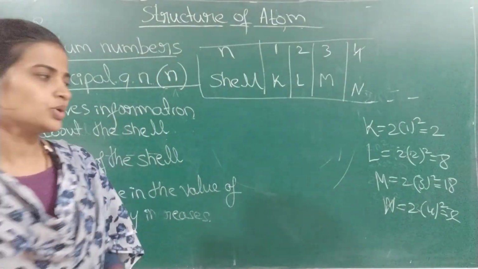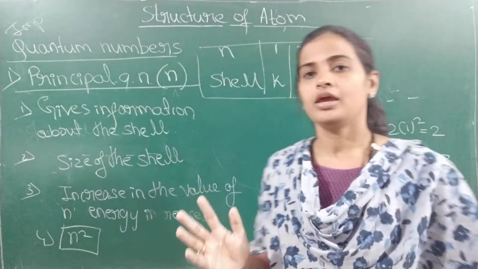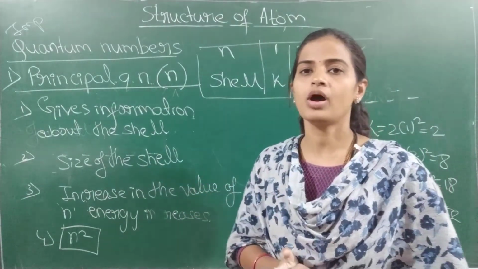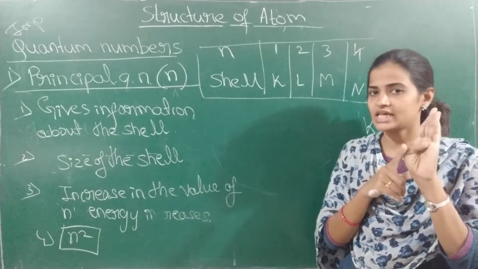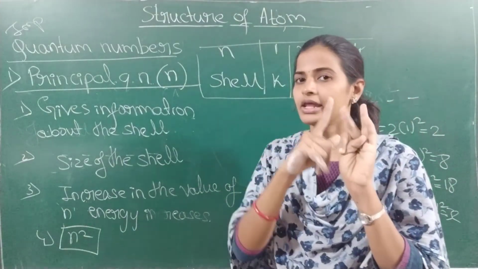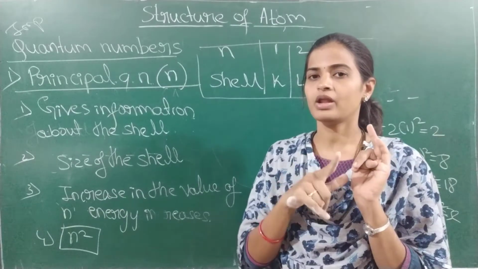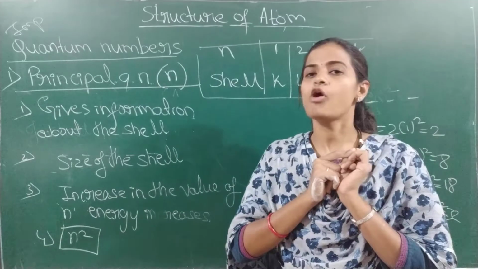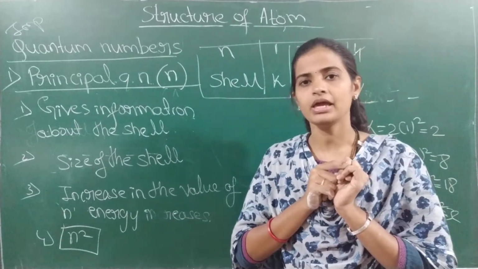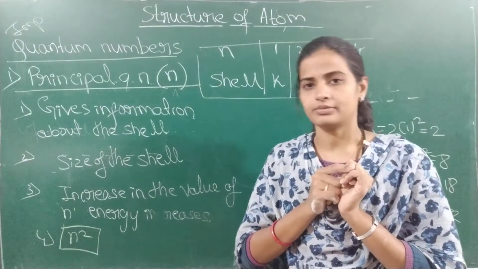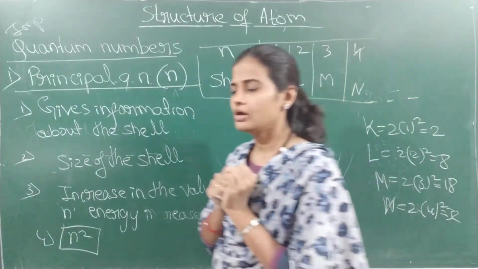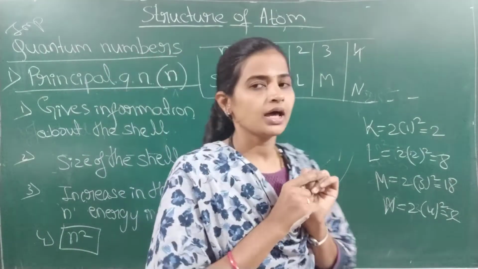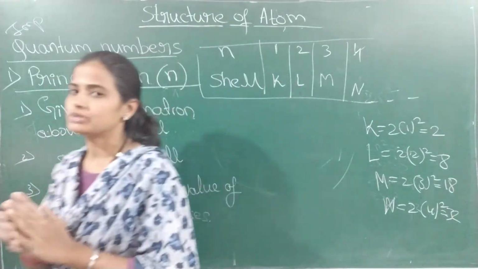Yes, students, you got much information about the principal quantum number. What all information did you get? It tells about the size, shape, and energy of the shell. The number of electrons present in the shell is given by 2n square. The number of orbitals present in the shell is given by the formula n square. With this information, next we will move on to the second quantum number, that is the azimuthal quantum number.